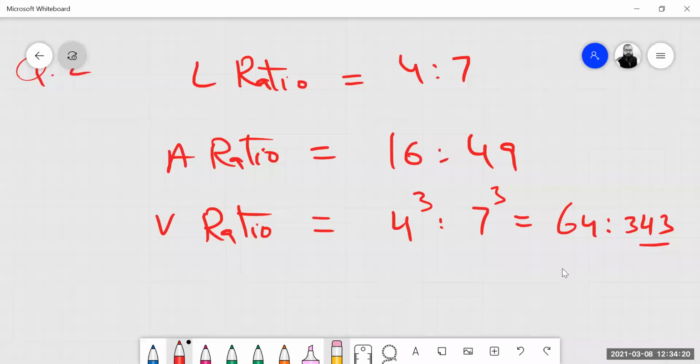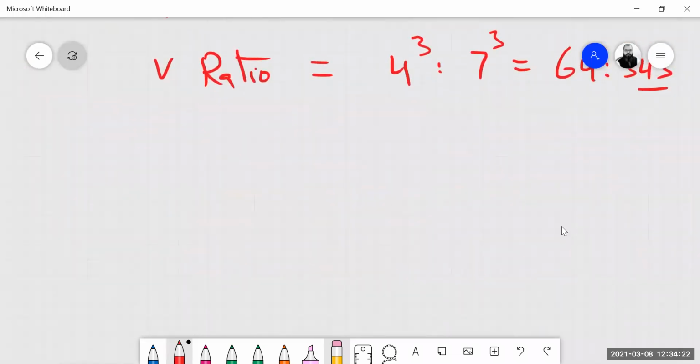Is it clear or no? Yes. Now the missing values you need to find. In question number 3, you should complete this table. And question number 4, inshallah, we will discuss.